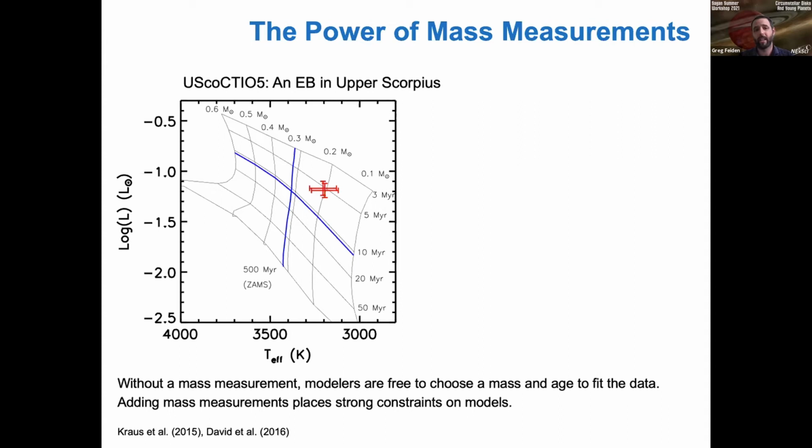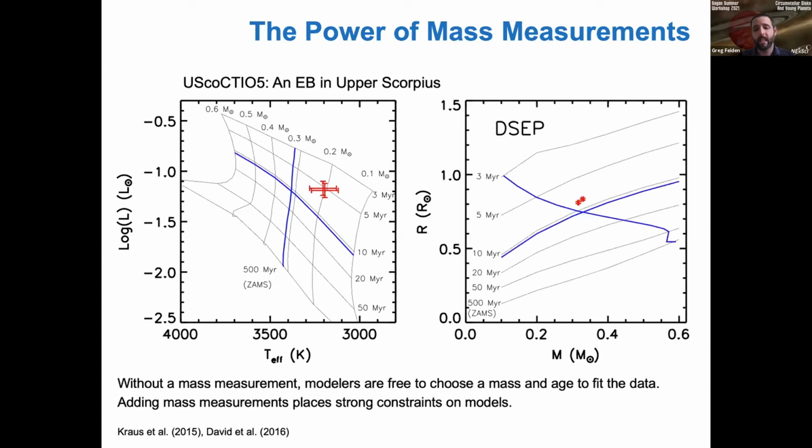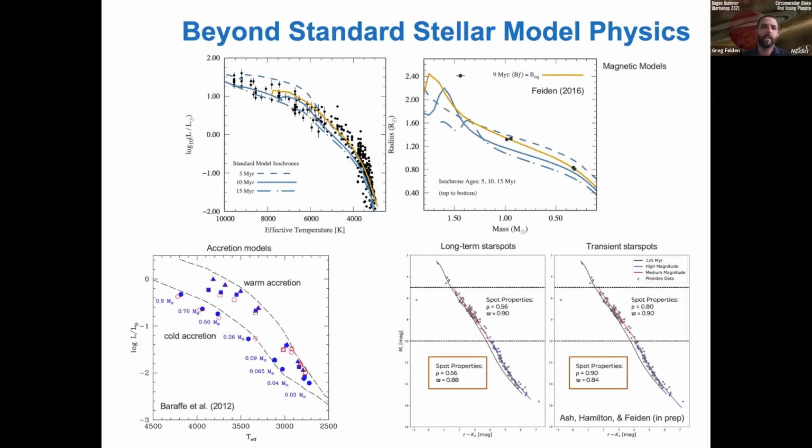And so we find that models do a pretty poor job of predicting masses from placement on an HRD, which Lynne talked about extensively. And then Isabelle also mentioned that if you put stars on a mass radius diagram, adding a second layer of restriction, you find that models do equally poorly, and sometimes in the wrong way. But adding mass measurements really places strong constraints and restricts the freedom of modelers to choose an age to fit their need and to fit a solution.